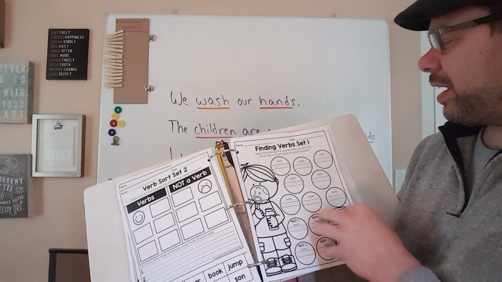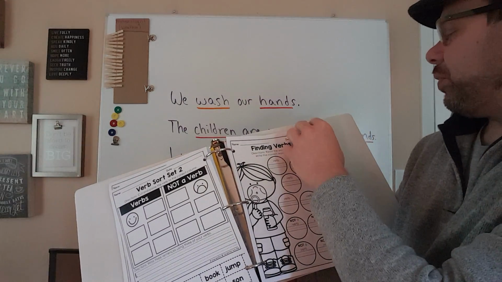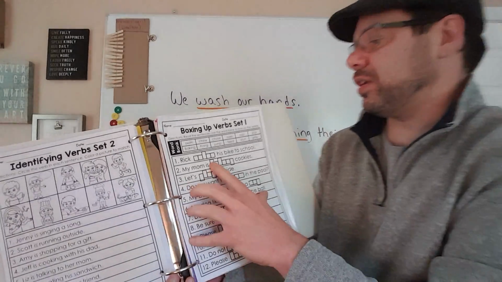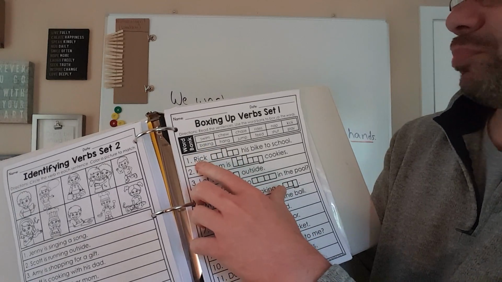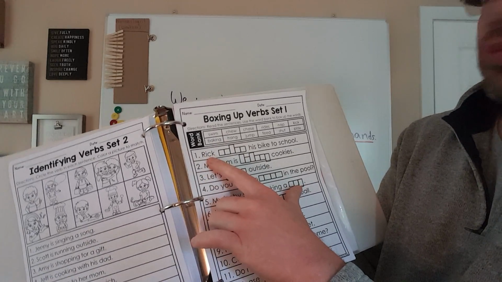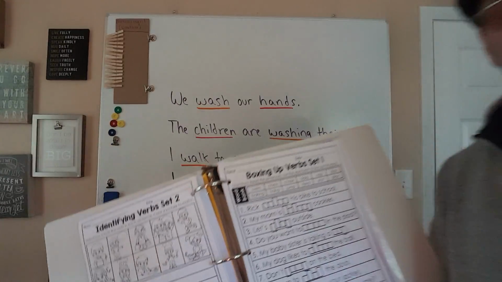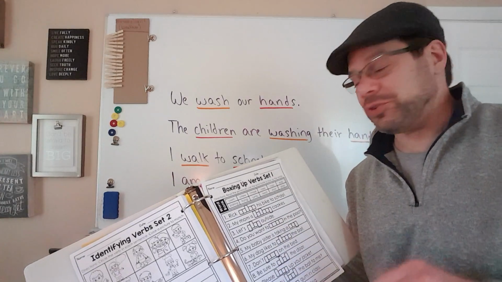And I think did I send you this finding verb set? Oh, I don't think I sent you that. I sent you this boxing up verbs set. So you have to take the verb here and complete the sentence. So you'd have to say Rick blank his bike to school. Well, what do you do with your bike? What do you do with your bike? You ride it, don't you?